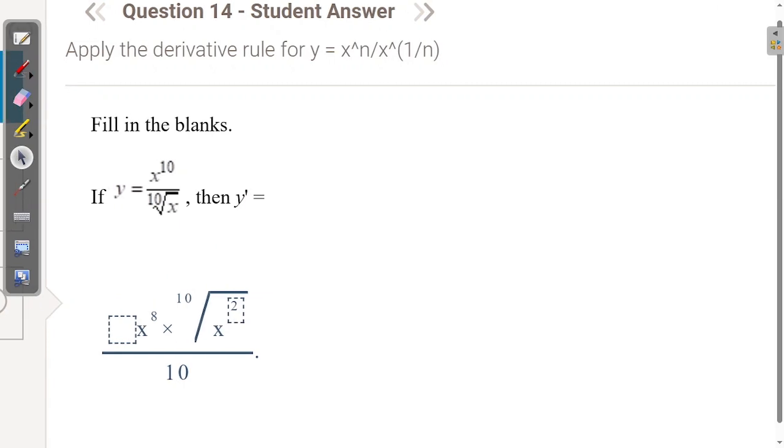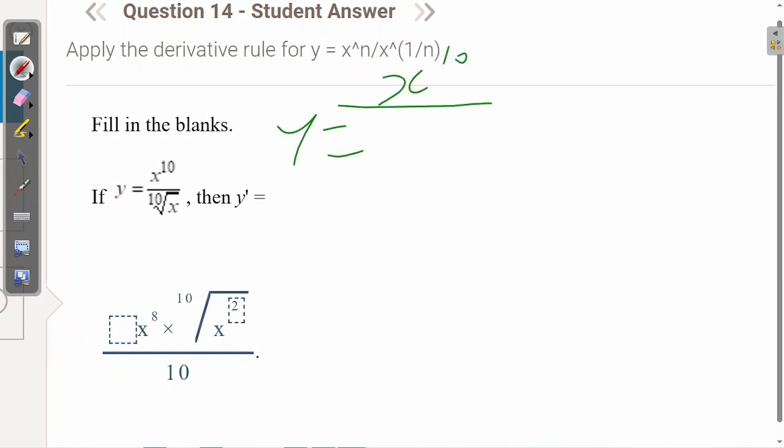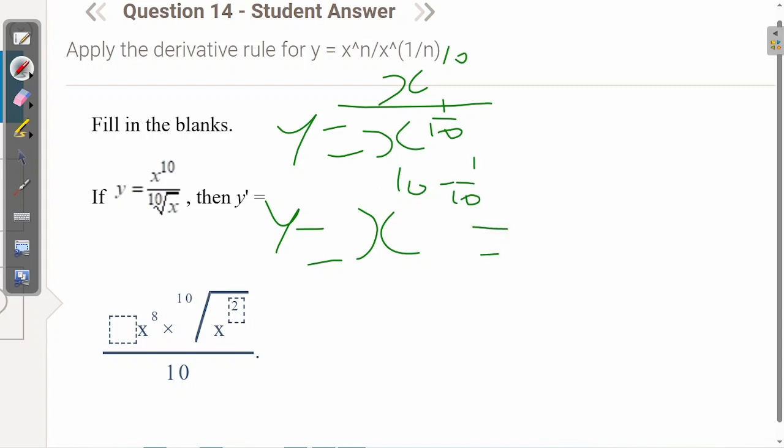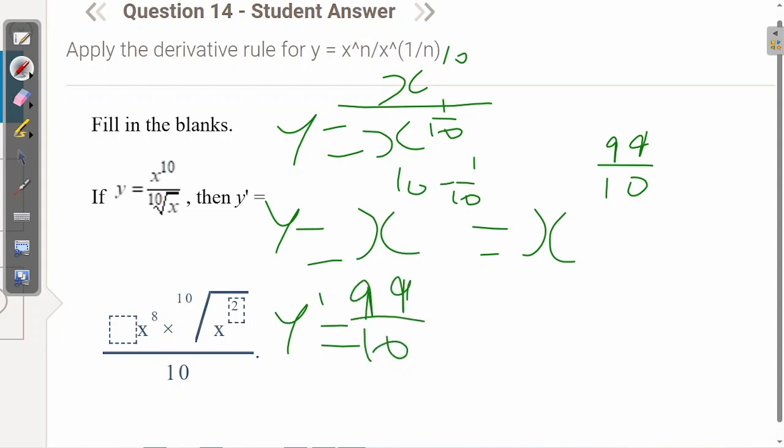Okay, x power 10 and 10th root of x. So you'll get y equal to x power 10 over x to the power of 1 over 10. So you'll get y is equal to x power 10 minus 1 over 10, which gives you x to the power of 99 over 10. Since it's going to be 100 over 10 minus 1 over 10, you'll get 99 over 10. So y prime is going to be equal to, bring it down, 99 over 10, and then x to the power of 99 over 10 minus 1, which is 89 over 10.